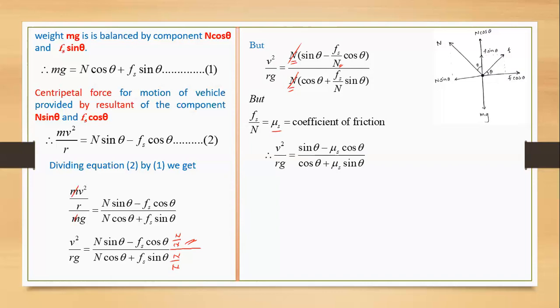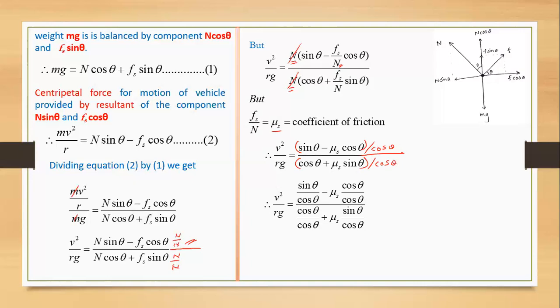So let me substitute mu s, and we get the next equation. V square by rg is equal to sine theta minus mu s cos theta divided by cos theta plus mu s sine theta. Now in that, we divide the right hand side of the equation, numerator and denominator both, by cos theta. Okay? So this divided by cos theta, as well as this part divided by cos theta.